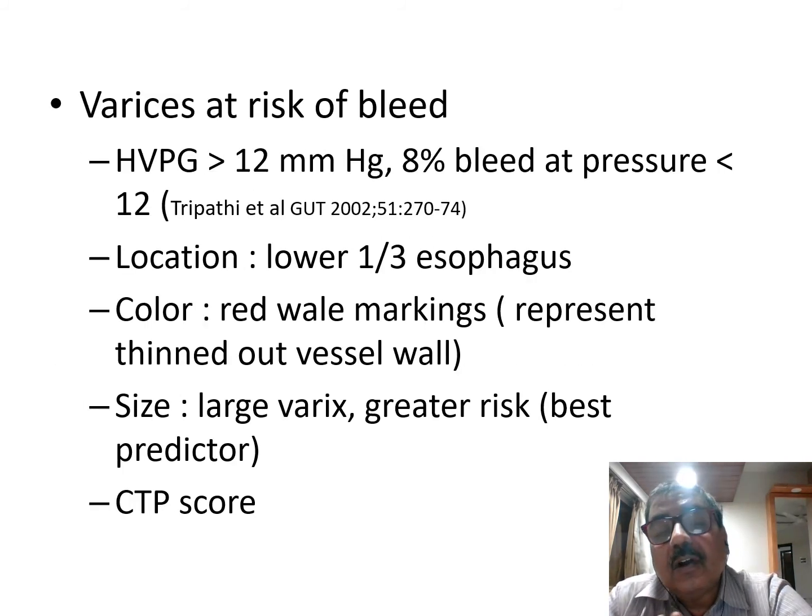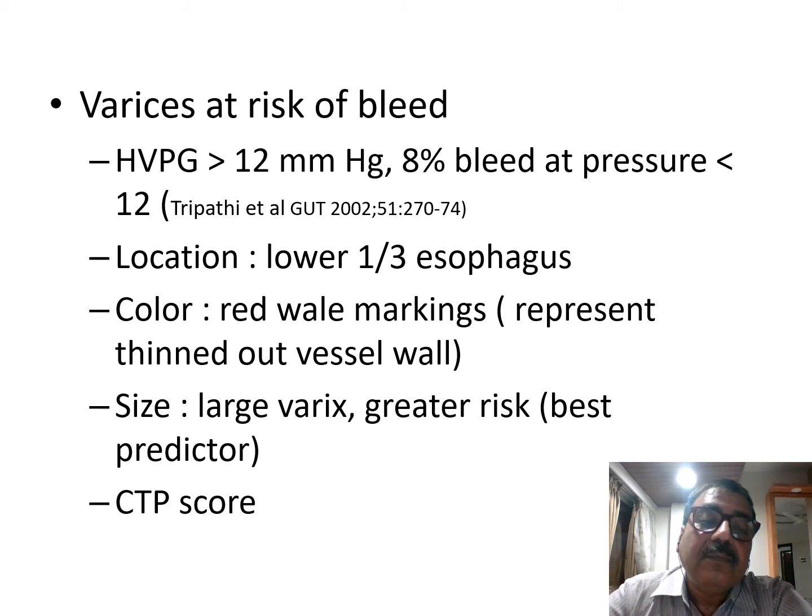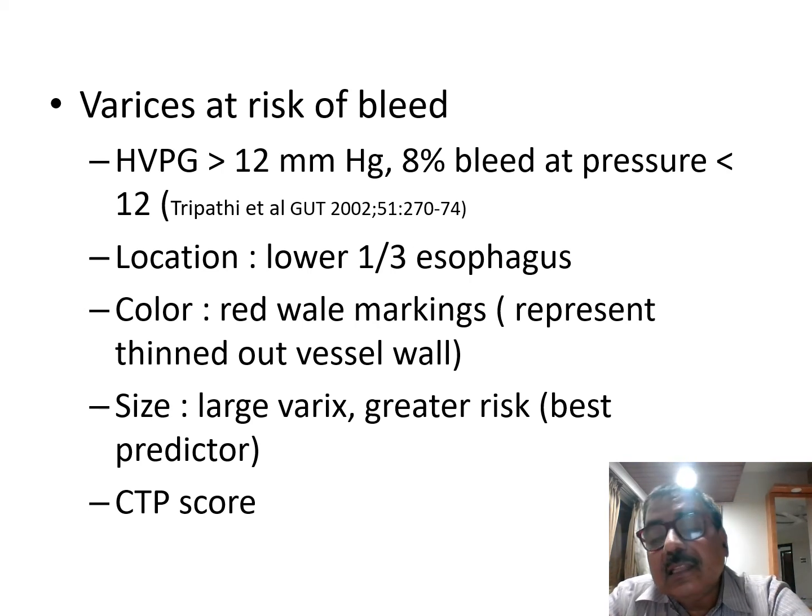Varices at risk of bleeding: the higher the intra-variceal pressure gradient, the more the chance of a bleed. If they are at the lower third of the esophagus, again there is more chance of bleeding. If red wall markings are noted, meaning thinned out vessels, the thinner the vessels, the more the risk of bleeding. Large varices increase the risk of bleeding, and that is why the chart I have shown you is very, very important.